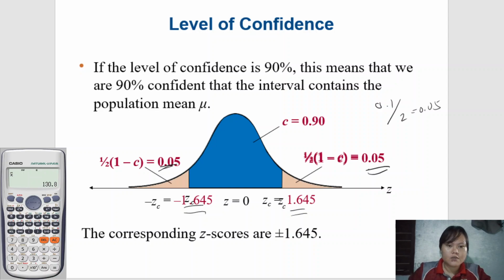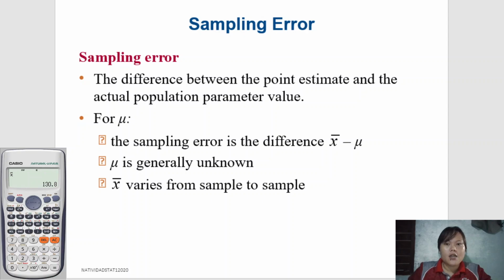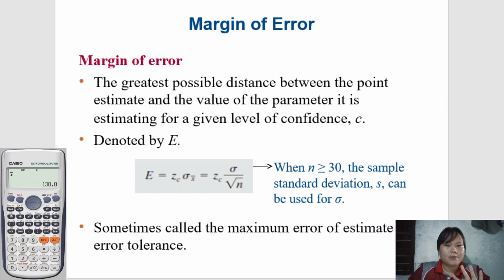Okay. So, sampling error. So the difference between the point estimate and the actual population parameter. For mean, population mean, the sampling error is the distance between the sample mean at saka population mean, or x bar minus mu, wherein mu is generally unknown, x bar varies from sample to sample.